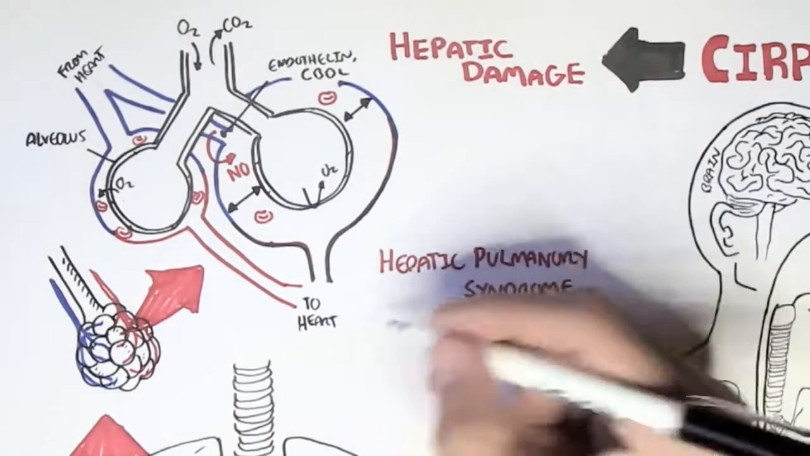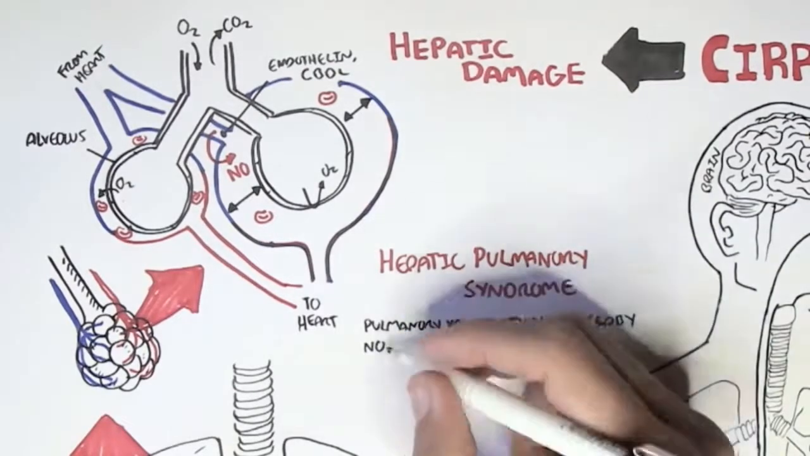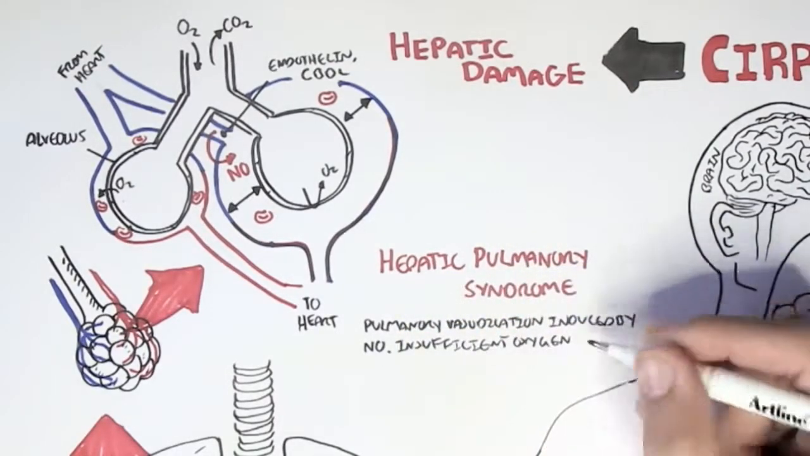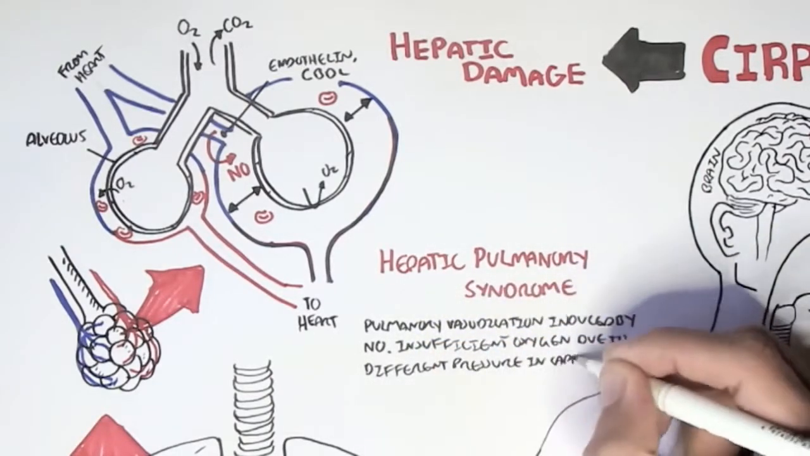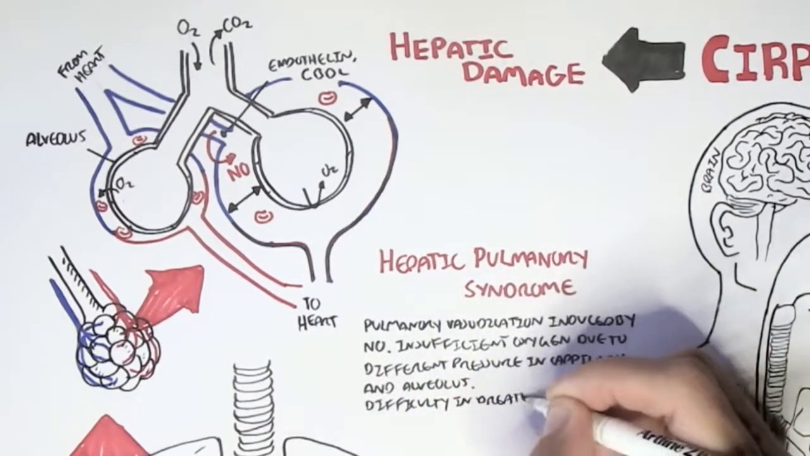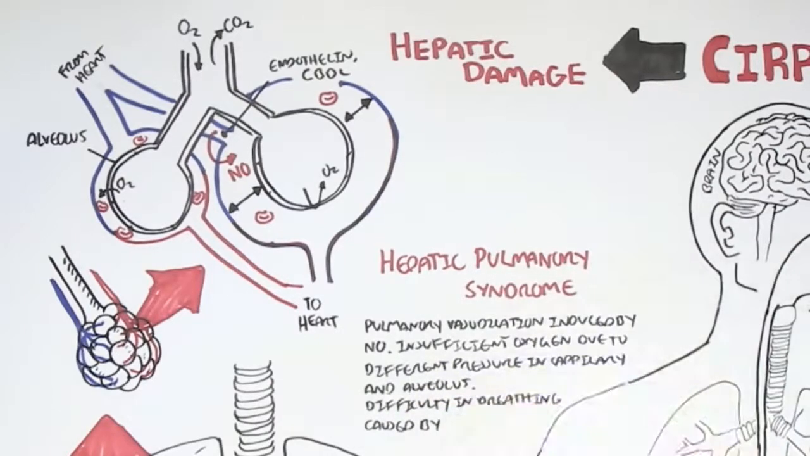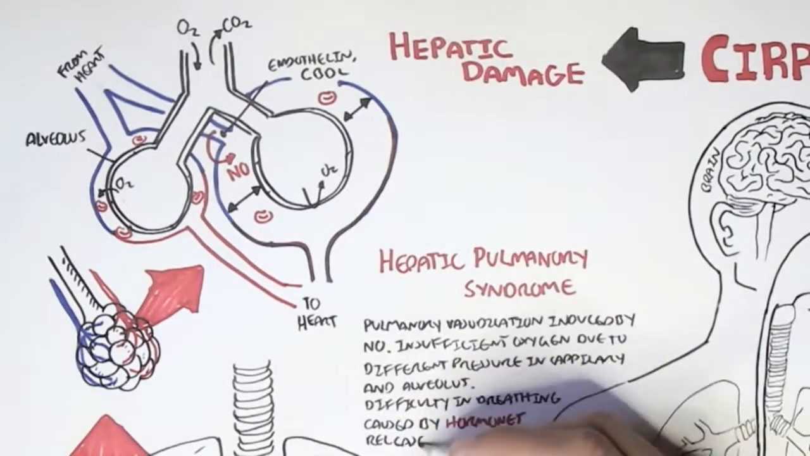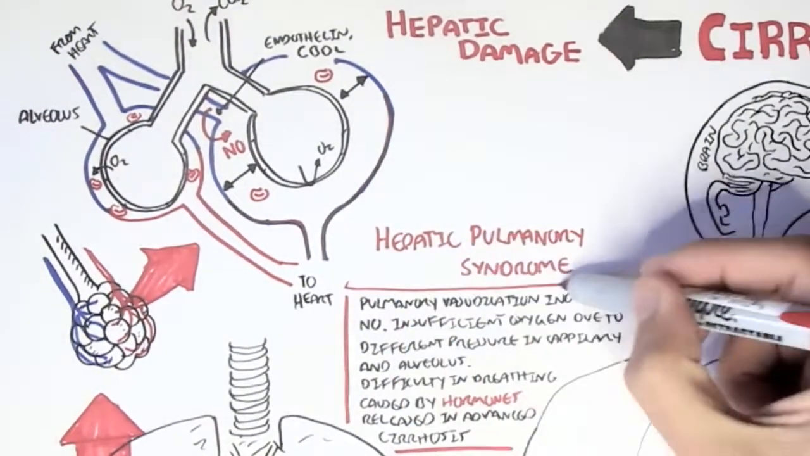Therefore, we could say that hepatopulmonary syndrome is induced by pulmonary vasodilation induced by nitric oxide. This will cause an insufficient oxygen supply due to different pressures in the capillaries and alveolus. This will also cause difficulty in breathing, and all this is due mainly to the secretion of hormones by the liver, from a liver suffering advanced cirrhosis, such as the hormone endothelin-1.